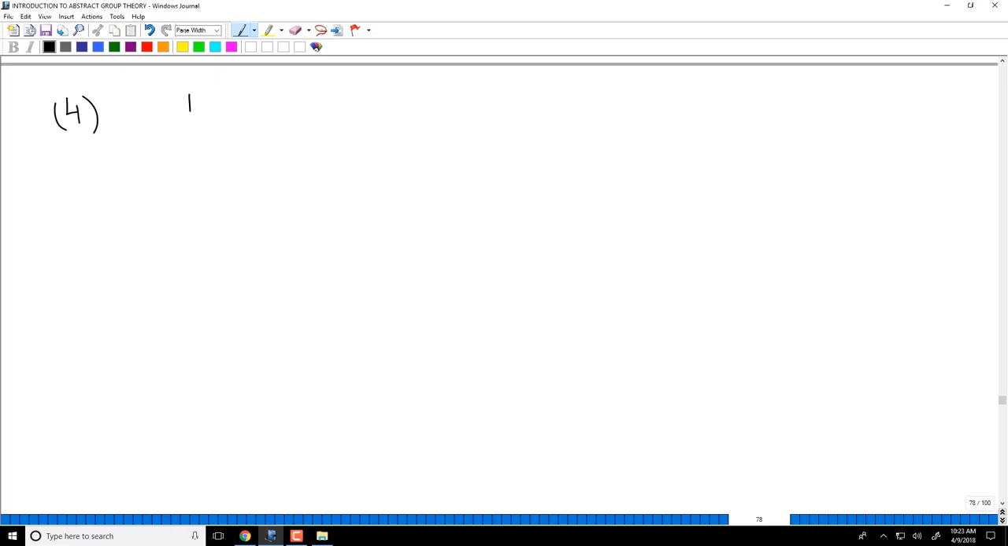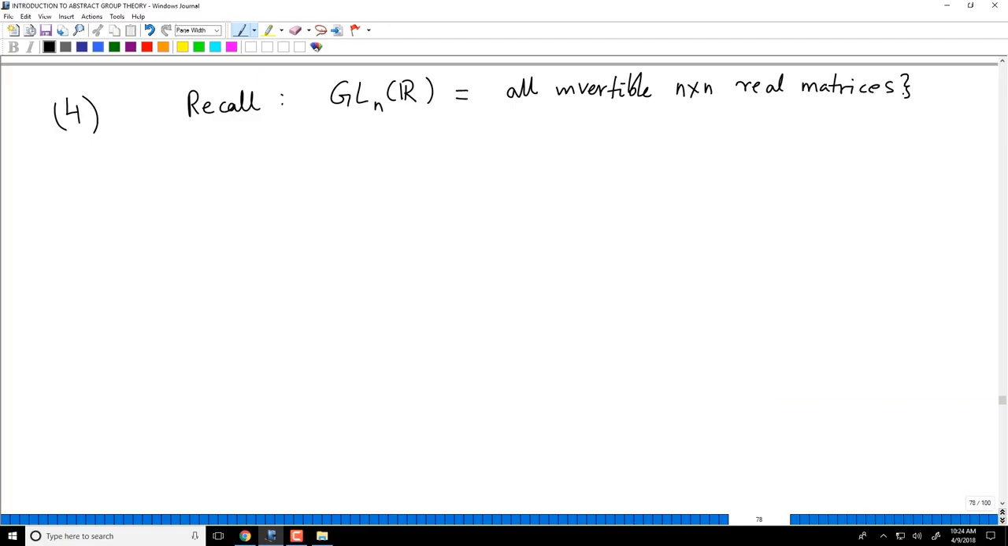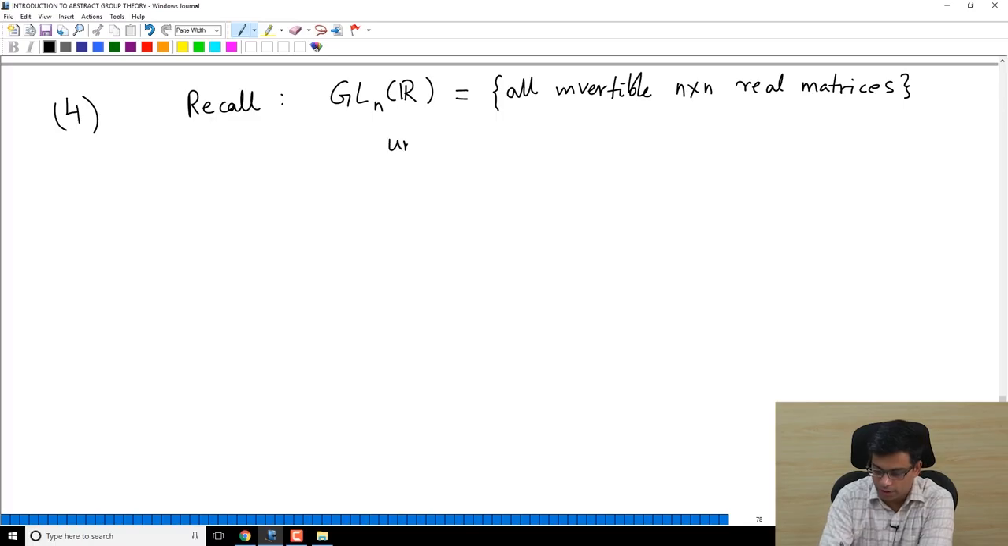One more example. Let's recall GLNR. I don't know if I used the same notation before, but the set GLNR, remember, stands for all invertible n by n real matrices under multiplication.